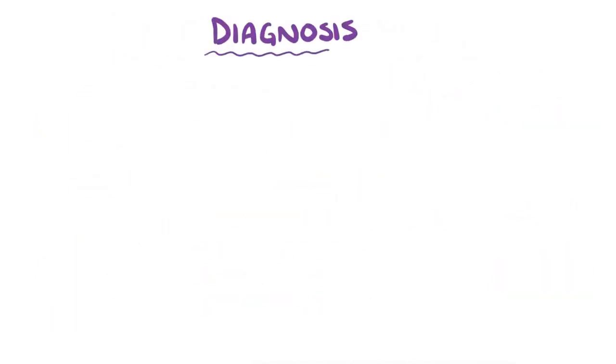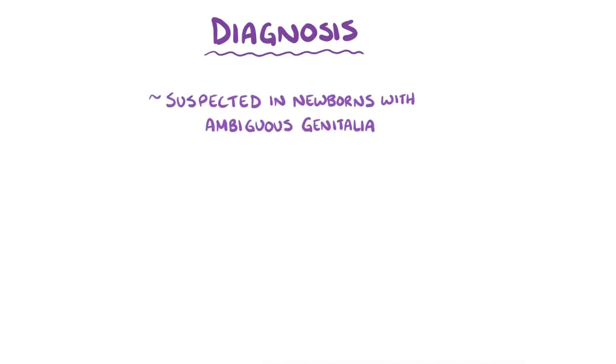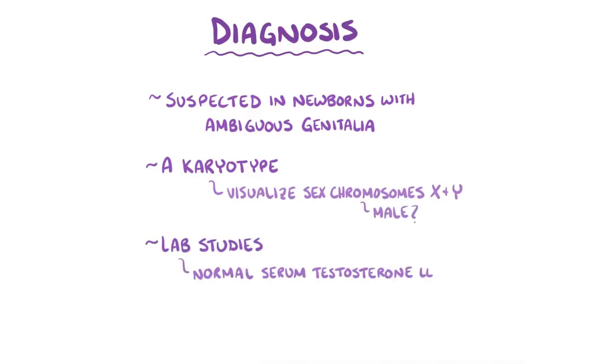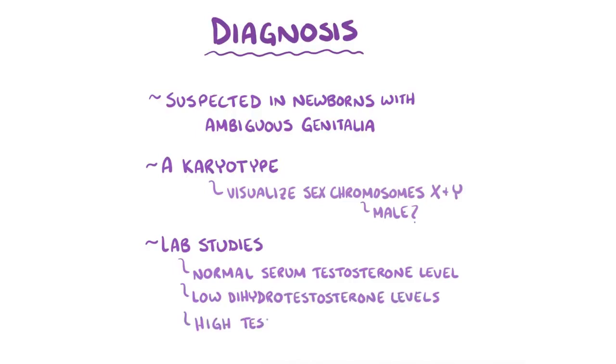Diagnosis of 5-alpha reductase deficiency is usually suspected in newborns with ambiguous genitalia. A karyotype can be used to visualize the sex chromosomes X and Y, and ensure that the individual is genetically male. Lab studies usually show normal serum testosterone level and low dihydrotestosterone level, and therefore a high testosterone to dihydrotestosterone ratio.